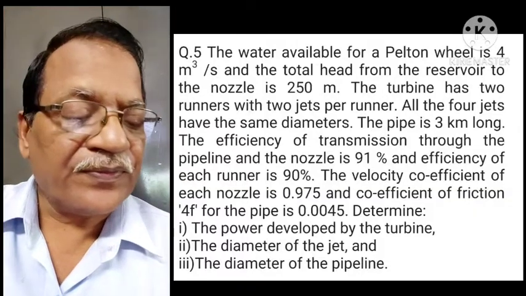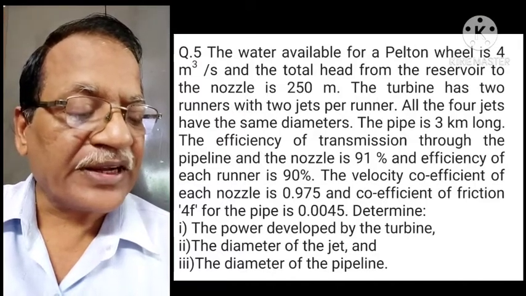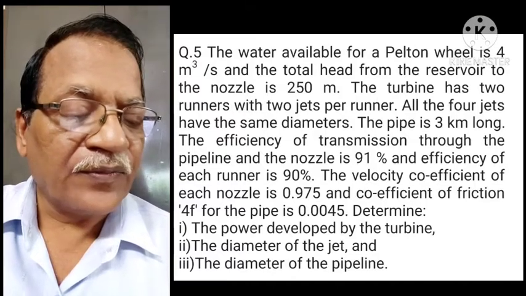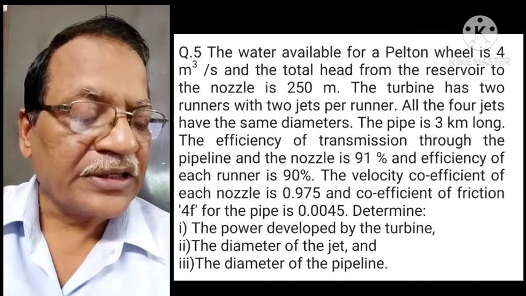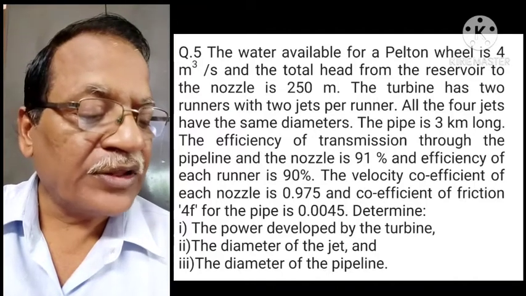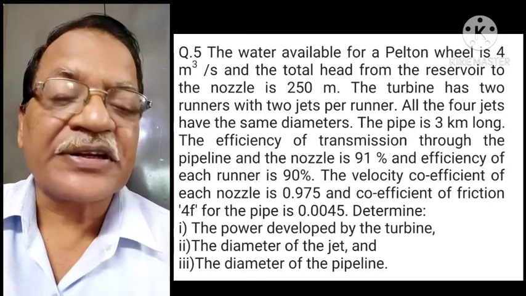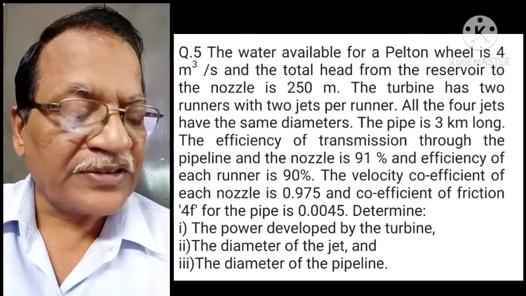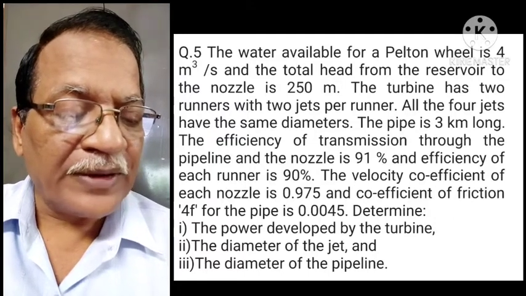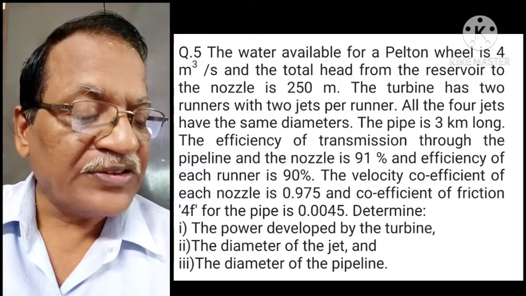Question number 5. The water available for Pelton wheel is 4 meter cube per second and the total head from the reservoir to the nozzle is 250 meter. The turbine has 2 runners with 2 jets per runner. All the 4 jets have the same diameters. The pipe is 3 km long. The efficiency of transmission through the pipeline and the nozzle is 91% and the efficiency of each runner is 90%.